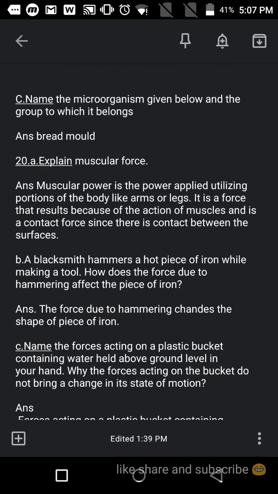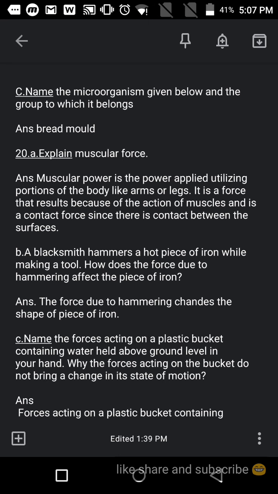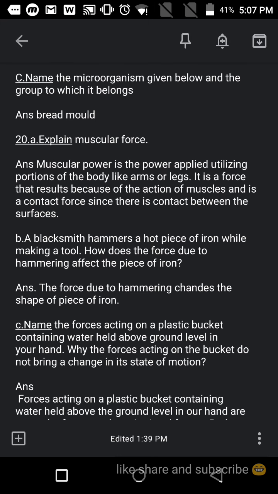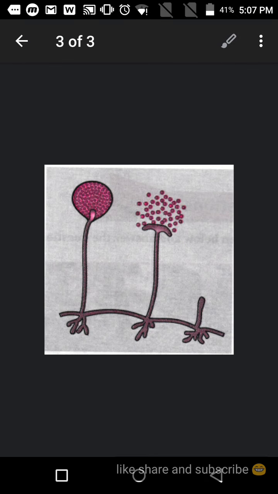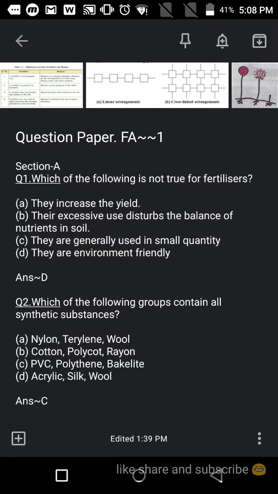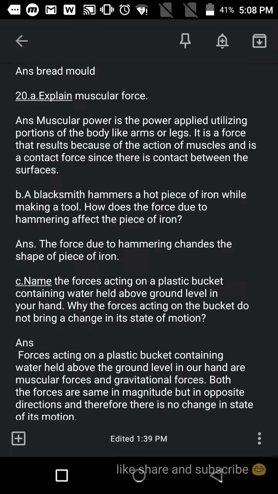Name the microorganism below and the group to which it belongs. The diagram is this. Well, if you look at the diagram closely, it shows how this organism grows. And if you read properly, you may understand that this diagram is of bread mold. Now let's go to the next question.